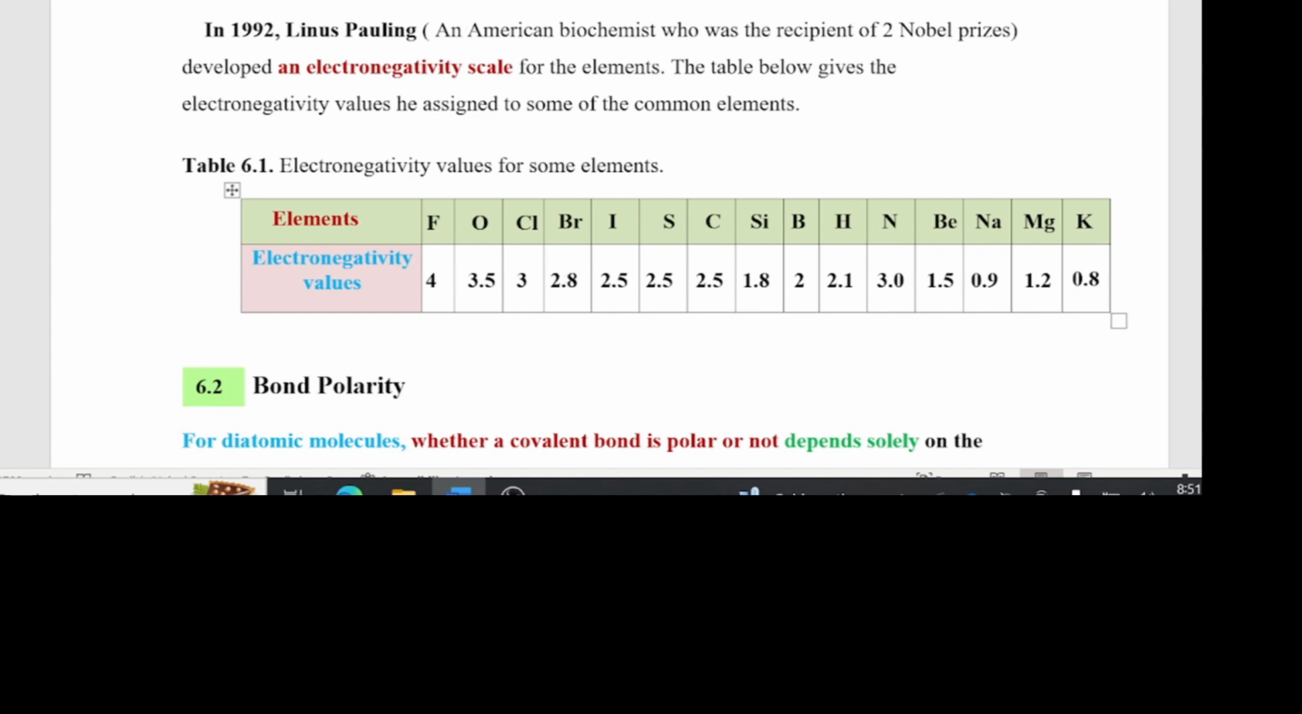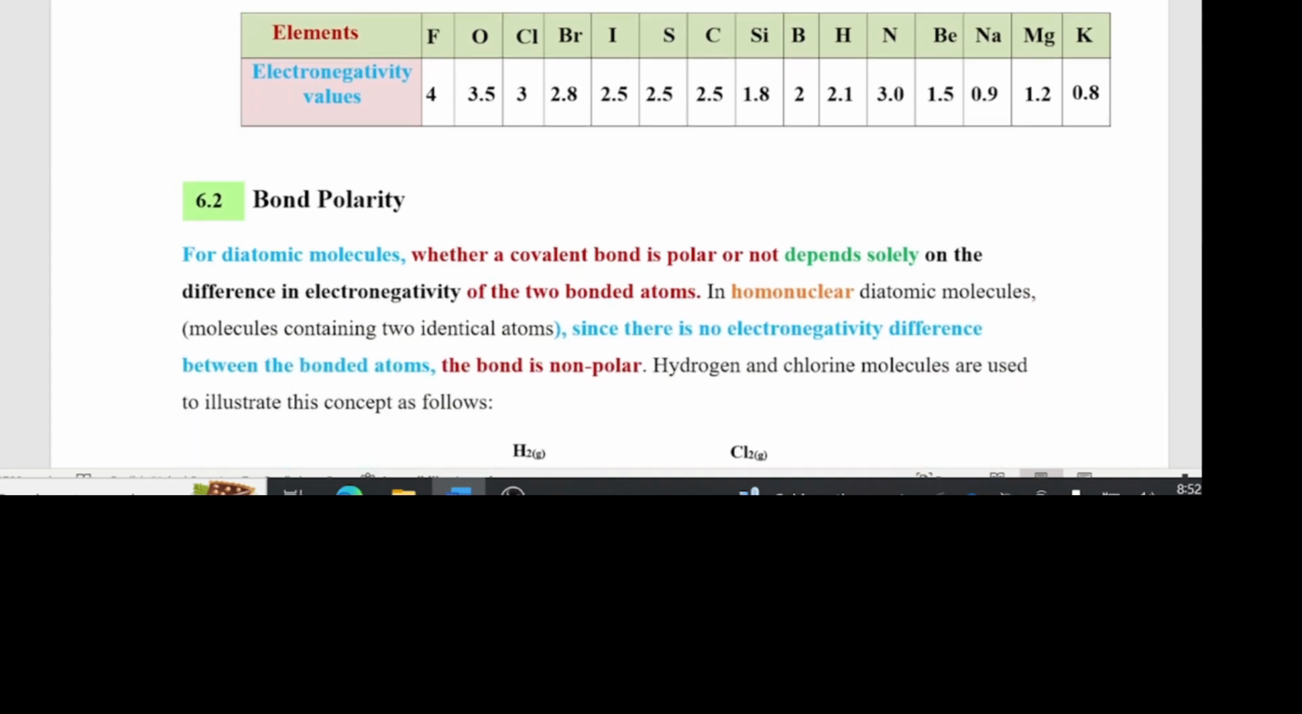As you move across, the electronegativity value decreases. Fluorine has the highest electronegativity value, and potassium here has the least electronegativity value. Don't worry, you will understand it as time goes by. Bond polarity.